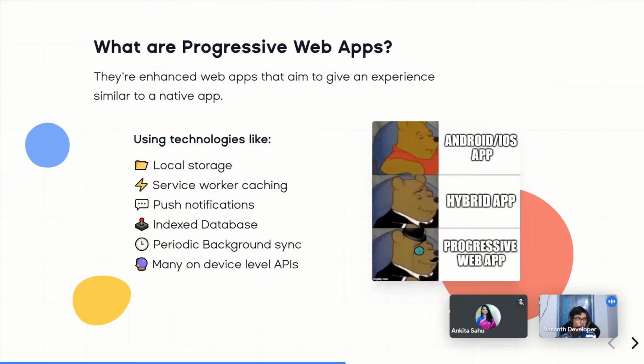Then it can also do periodic background sync, and the best example here would be Twitter. Twitter can actually pull new tweets on their Twitter Lite app, which is actually a progressive web app. It's not really a native app. So you can take Twitter Lite as a very good example of the implementation of this technology.